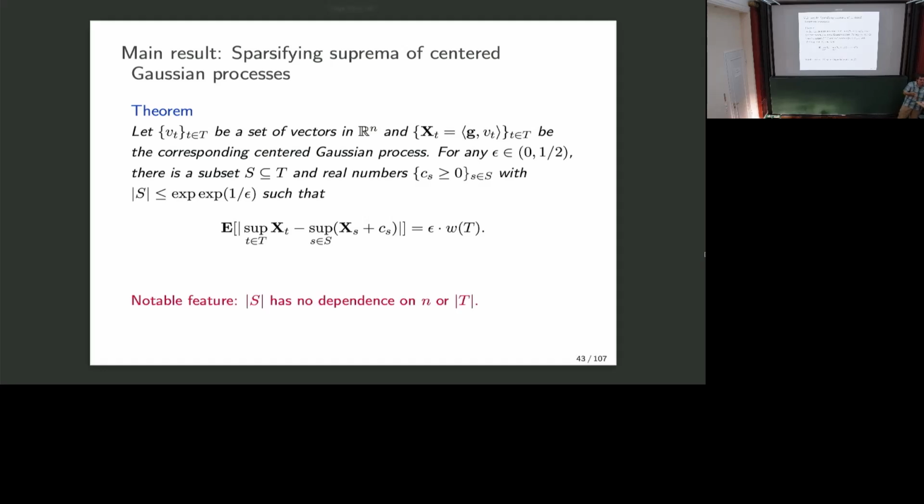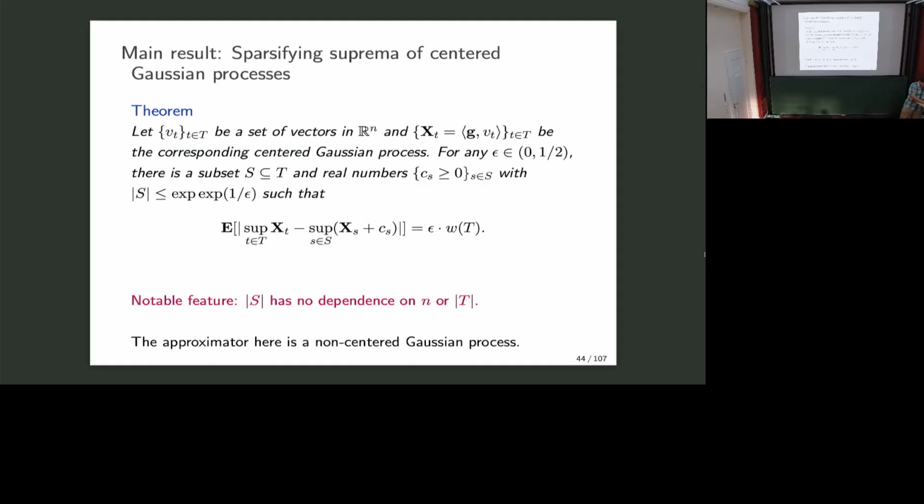Okay? And the main thing we should take away from this is that the subset of vectors we use is a constant size. It doesn't depend on the ambient dimension n. It doesn't depend on the number of vectors defining the Gaussian process. It might be infinite, it's fine. Okay? However, one thing we should note here is that this approximator, this new Gaussian process defined by the index set S, is not centered. We had to have these shifts, these offsets. And you can show, in fact, that that's inherent. You can't have a result like this without the offsets.